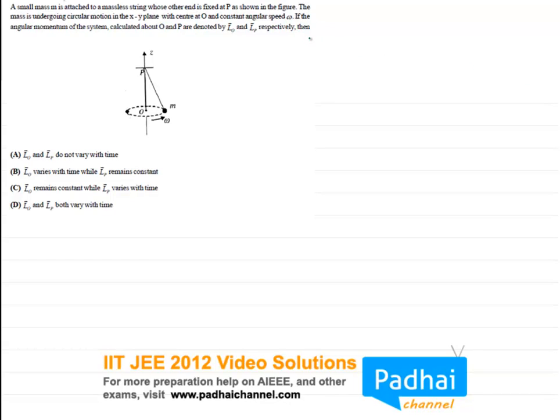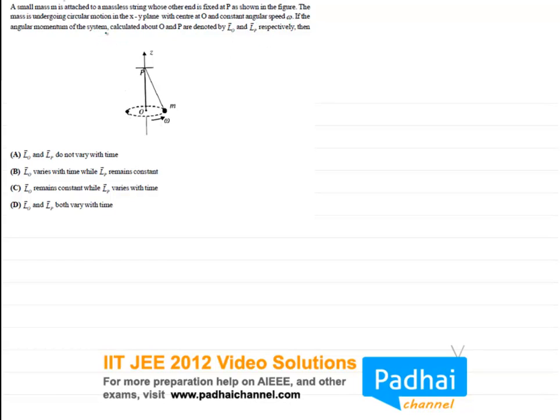Let us see this problem. A small mass m is attached to the massless string whose other end is fixed at P as shown in the figure. This is the point P and this is the mass small m. The mass is undergoing circular motion in the xy plane with center at O, with constant angular speed omega. This is rotating with omega.